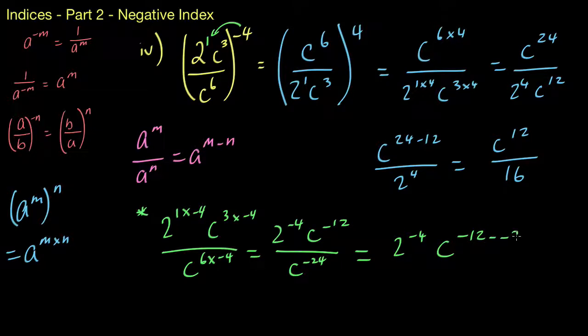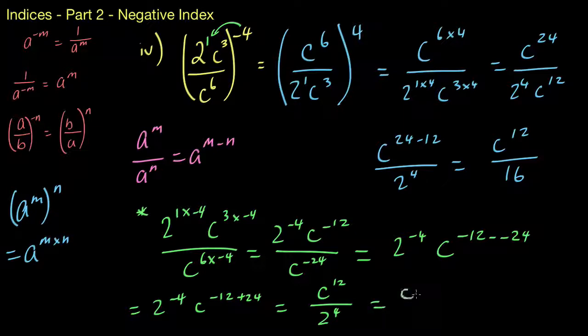Subtracting minus 24. So here we've got 2 minuses. What do 2 minuses become? Well, we get this. We get 2 to the power of negative 4, then c to the minus 12, and a minus and a minus is a plus. So you get plus 24. So minus 12 plus 24 is going to give you positive 12. So that negative 4, I'm just going to put that in the bottom straight away. We get 2 to the power of positive 4. And on top we've got c to the power of 12 now. Finally we get c to the power of 12, and 2 to the power of 4 is 16. So same answer, either way you go.